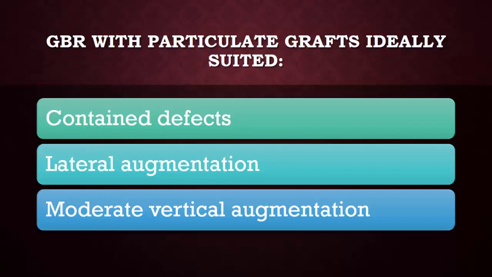So the GBR with particulate graft is mainly indicated when we have a contained defect and when we need to do lateral augmentation, or even when we need to do moderate vertical augmentation.